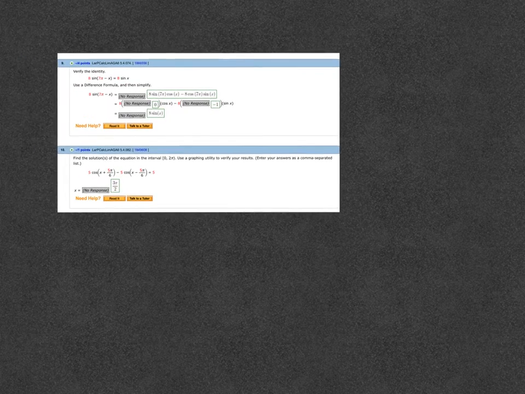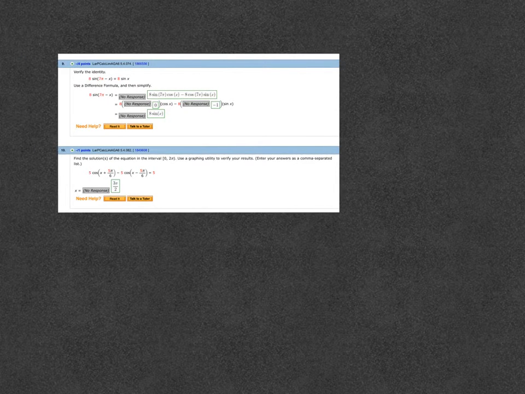Nine and 10. So 9 said to verify the identity, use the difference formula and then simplify. Remember, if it says it on the test, it's going to be the same thing. It's going to say, use the sum and difference formulas to verify the identity. So you're going to have to expand it out.